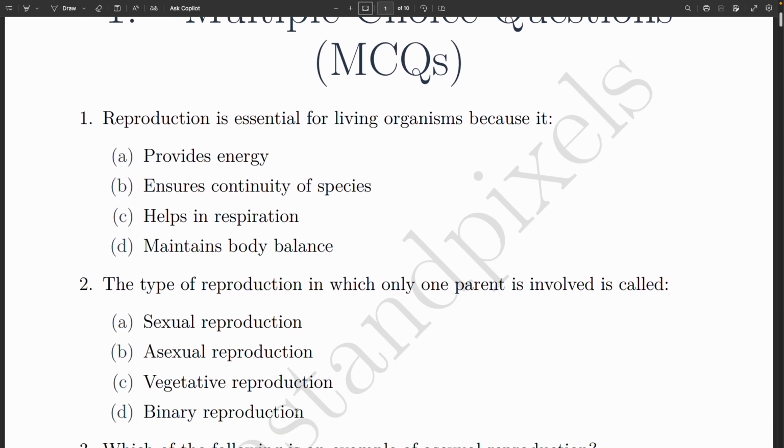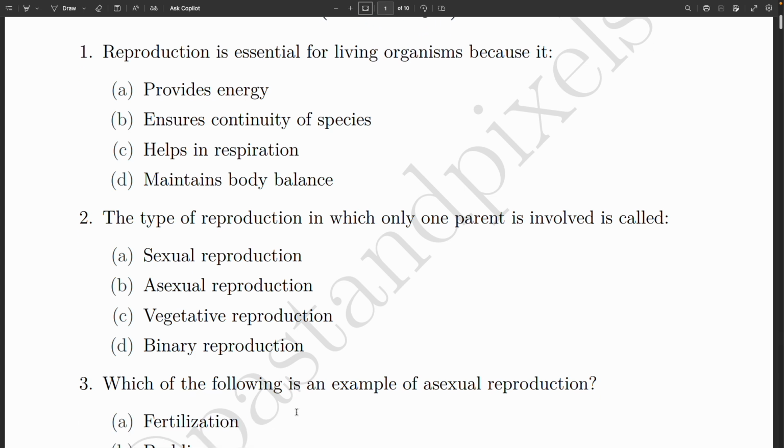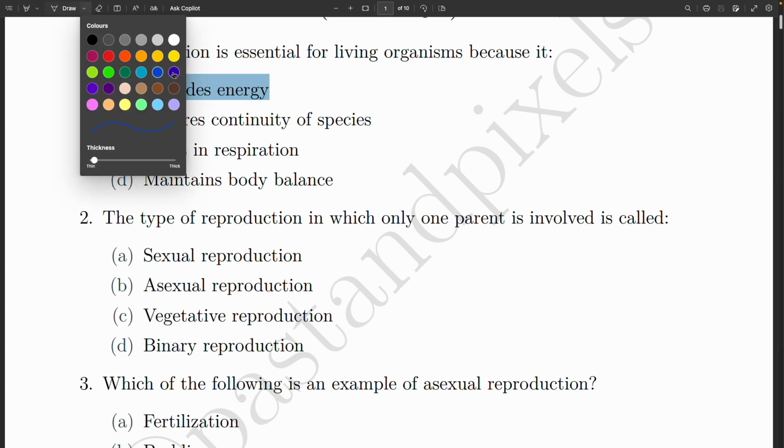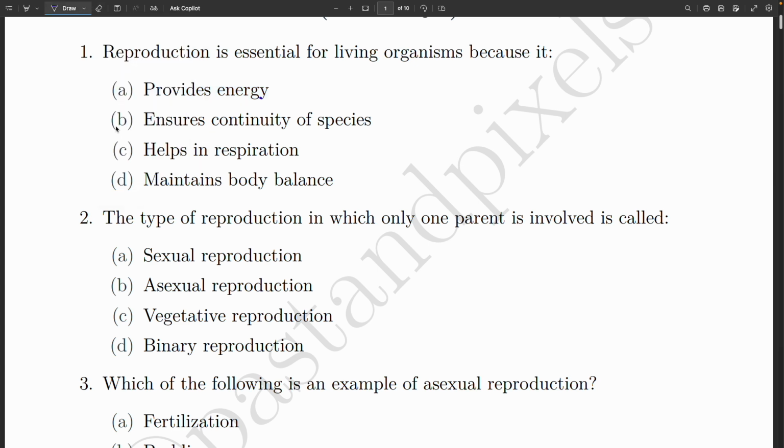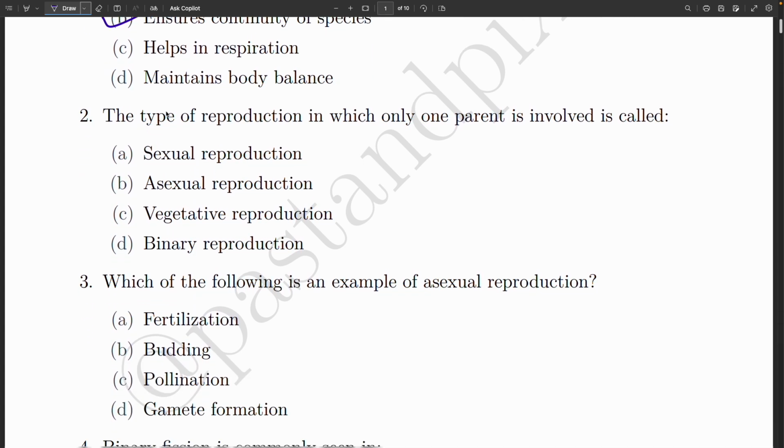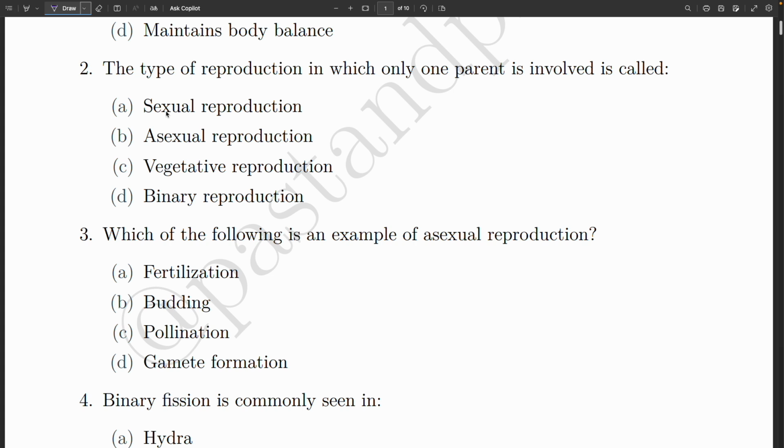So the first question says, reproduction is essential for living organisms because it ensures the continuity of the species. So the type of reproduction in which only one parent is involved is asexual reproduction.